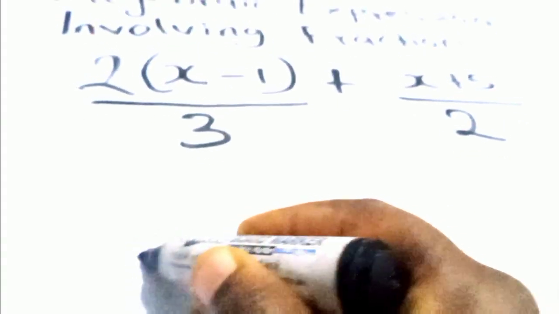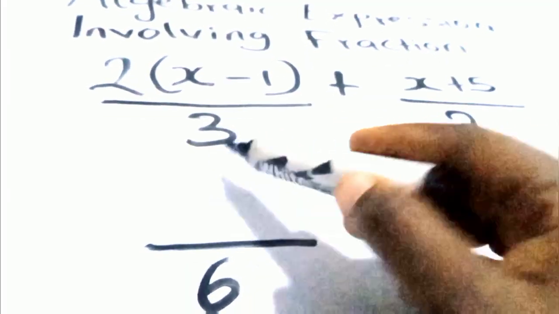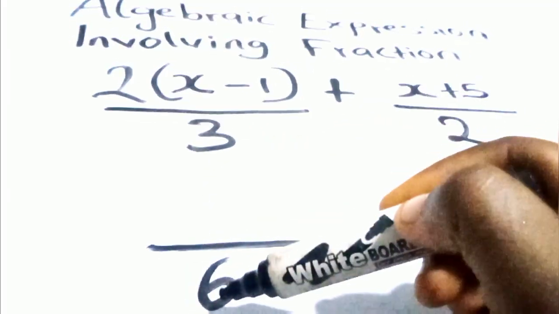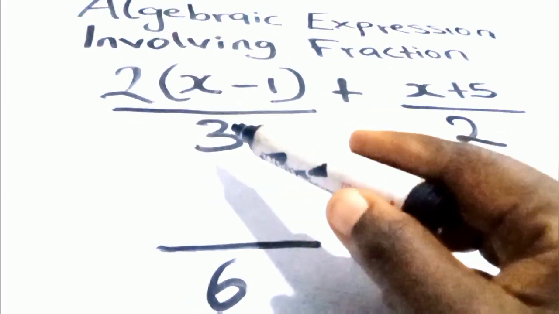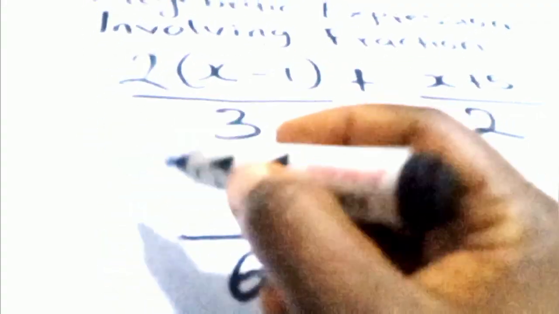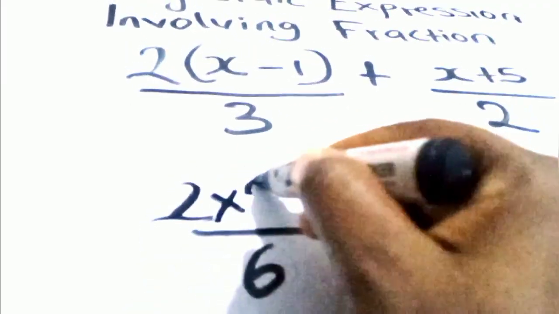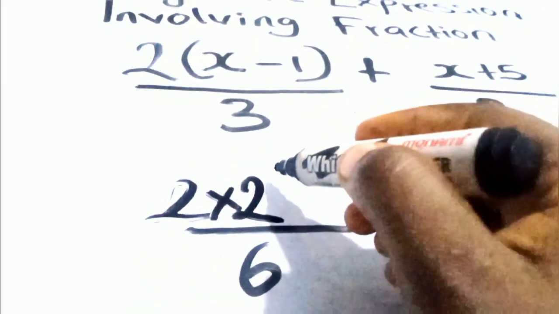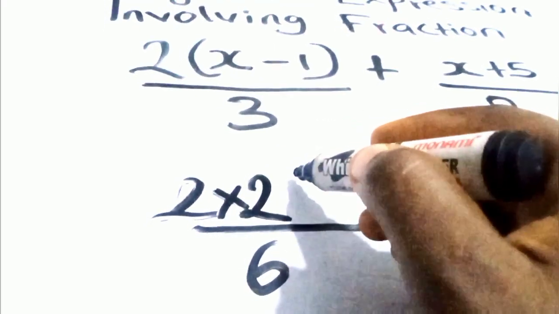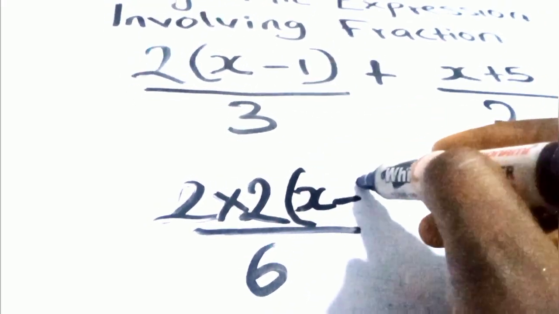That means the denominator changes to 6 for this. So what would the numerator be? Remember, to find the numerator, you divide the LCM by the denominator. 6 divided by 3 will give you 2. 2 will multiply everything up. So that means 2 times 2 is 4. So 2 times 2 times x minus 1.